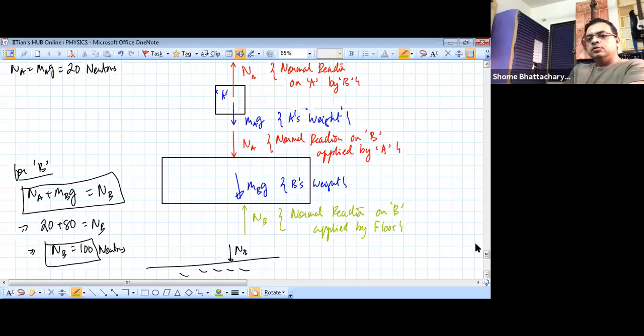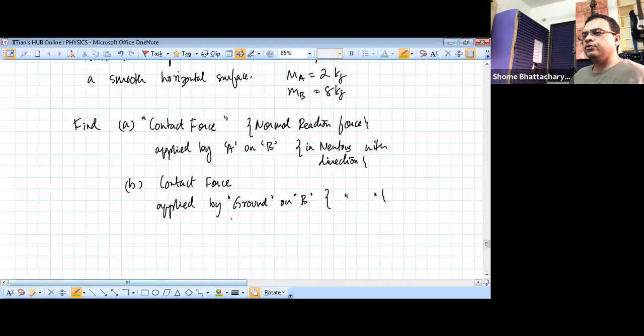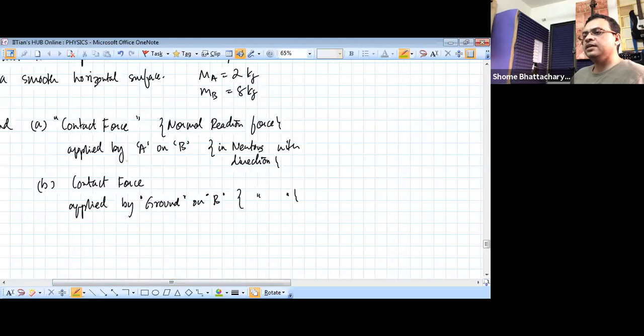Okay, good. So we will hope you understood this question fully. The two answers are like this. To answer this question properly, the contact force, the normal reaction force applied by A on B, will be equal to 20 newtons downwards. A will be pushing B down like this. This normal reaction will be 20 newtons in magnitude.